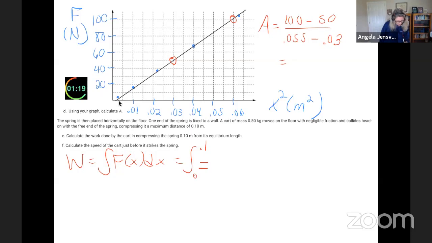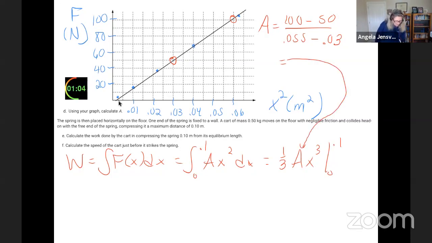Oh my goodness, I don't know what happened there. Okay, ax squared dx. So that would be 1/3 ax cubed from 0 to 0.1. And so you would plug whatever value you got for a in here, and then 0.1. So it would be 1/3 of a times 0.1 cubed. That would be the work done, okay?